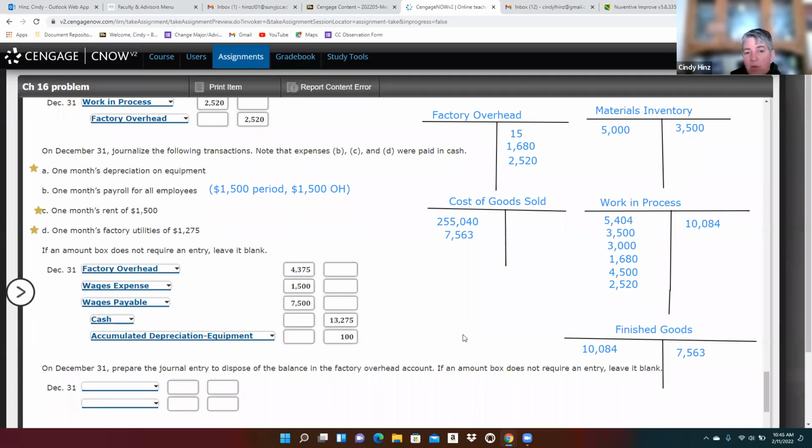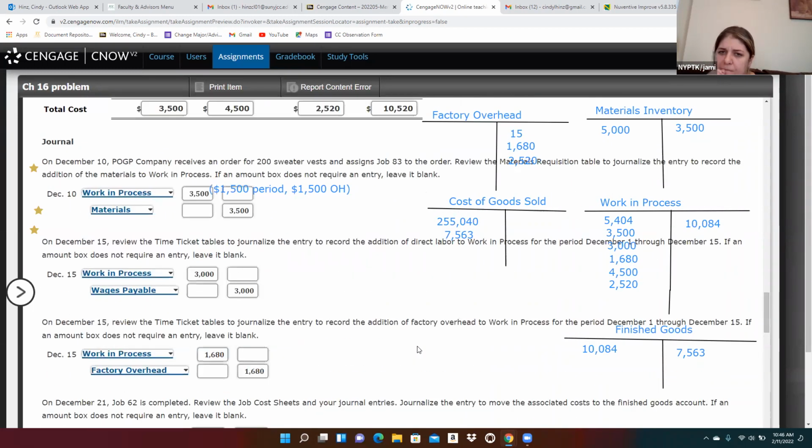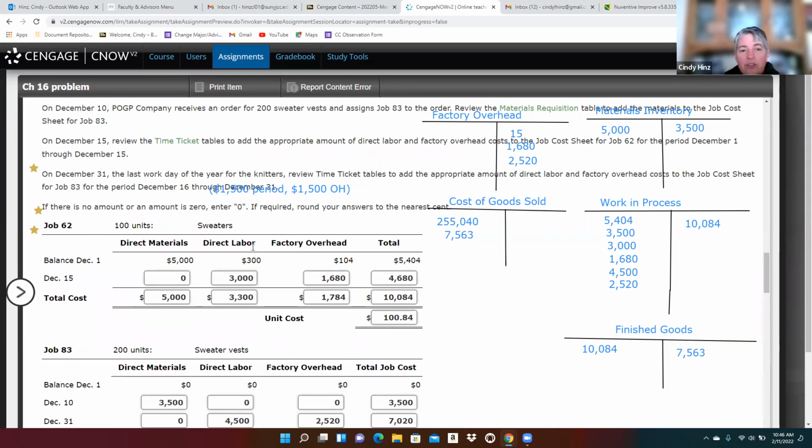Any questions about what's there? No, well, I have a question about job 62 for the direct labor. Yep. The total cost, I put 3,000, but it says it's wrong. Did I put the wrong number in there? Yep, because you needed to add the $300 from the... yep. Okay. Thank you. Yep, good question.